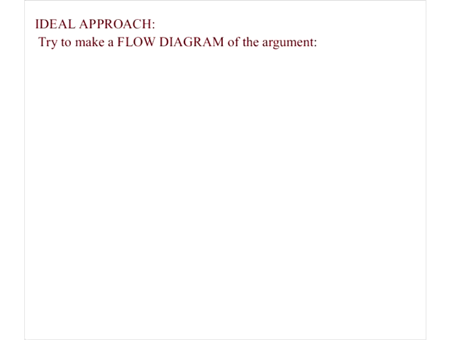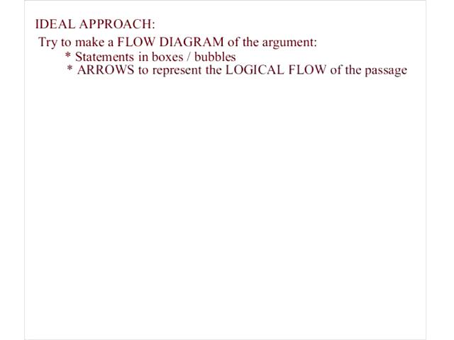A flow diagram has statements that you abbreviate a lot so that you don't have to spend a ton of time writing, but statements in boxes or bubbles. And then you draw arrows to represent the logical flow of the passage. And then sometimes you have transition words such as "but," etc., between these boxes or bubbles.